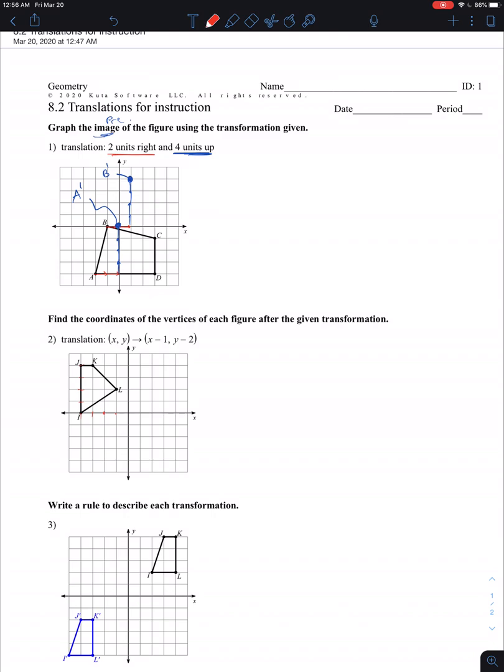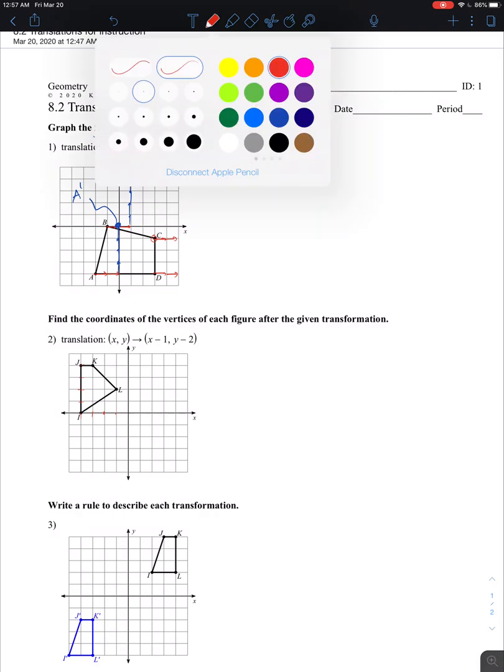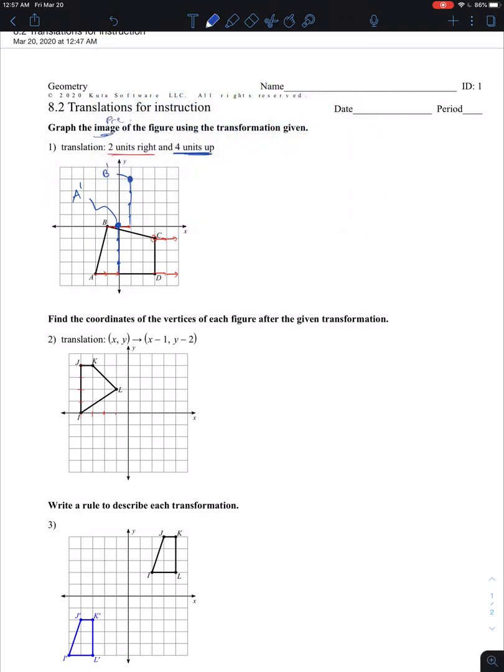So now let's do C here, and C says move 2 to the right. And you know what? We might as well do D at this point. D also says move 2 to the right. And now let's do C, 4 units up. 1, 2, 3, 4. There's our point here for C. So C prime. And now let's move D up 4 units. 1, 2, 3, 4. I'll make another big old point right there and call that D prime.